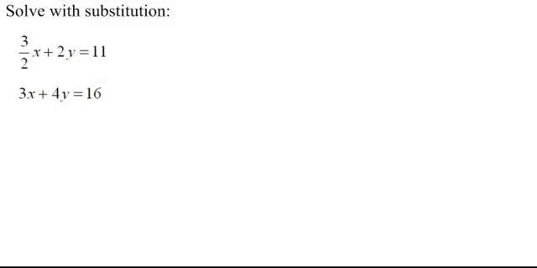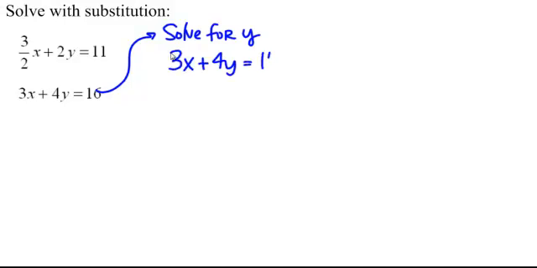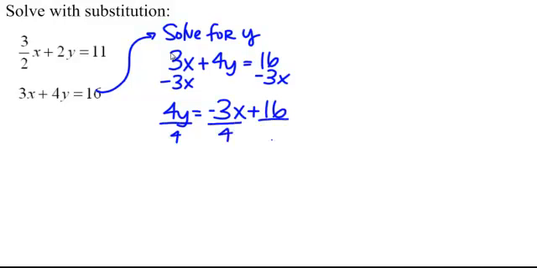So we need to do that before we can do anything else. So let's solve for y in this equation. We start with 3x plus 4y equals 16. Then I'm going to subtract 3x from both sides. And then I'm going to divide everything by 4. So we end up with y is the same thing as negative 3/4 x plus 4.